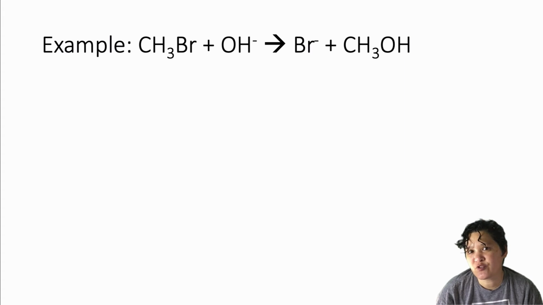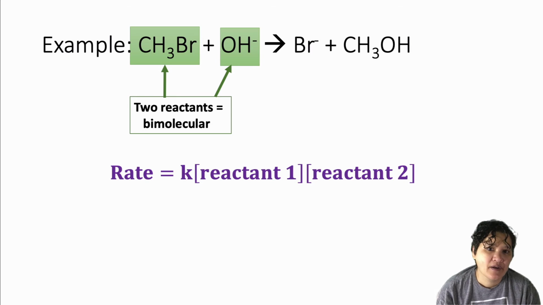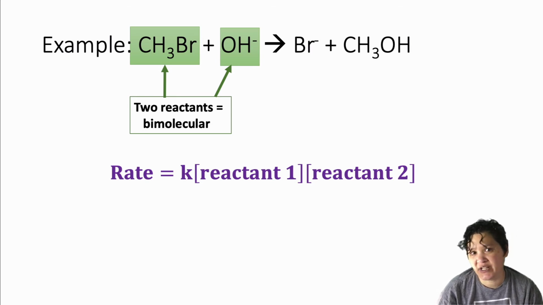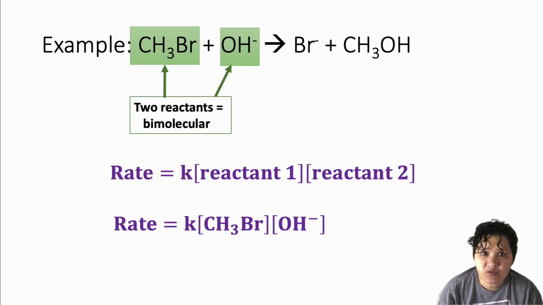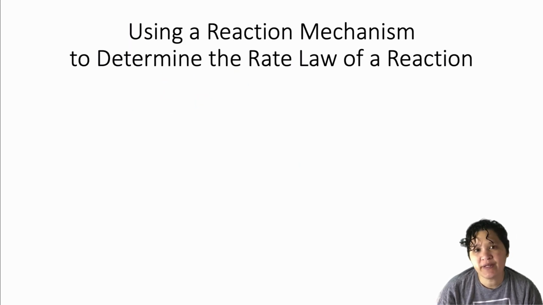What sort of elementary process do we have here? We've got methyl bromide and hydroxide for our reactants, and with two reactants, we must have a bimolecular process. So now we're going to use this generic rate law. Now let's go ahead and substitute in our actual reactants, and we get this rate law that includes concentrations of both methyl bromide and hydroxide.